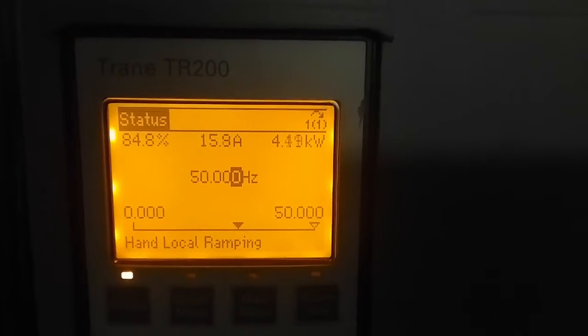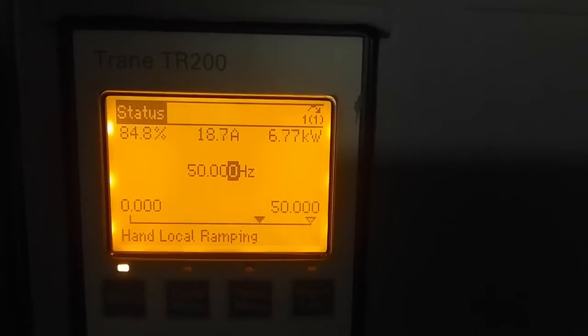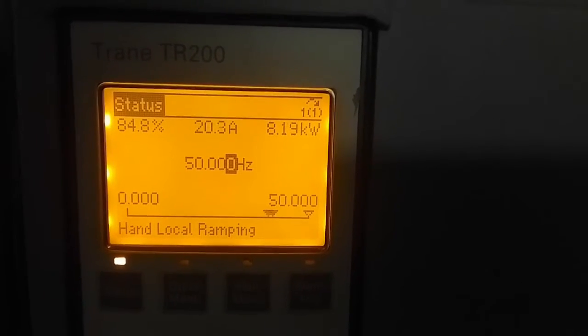Please note, each motor has its own configuration before setting up the VFD drive. Read the motor data sheet for all the required values.